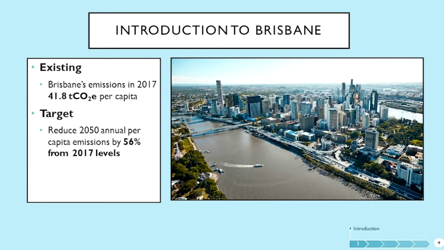Currently Brisbane's per capita emissions is 41.8 tons of CO2. And that's a really high number, we recognize, but this does include a lot of the agricultural, industrial, manufacturing emissions, which makes it higher than just residential and transportation. So the target for our city is to reduce the 2050 annual per capita emissions by 56% from 2017 levels.